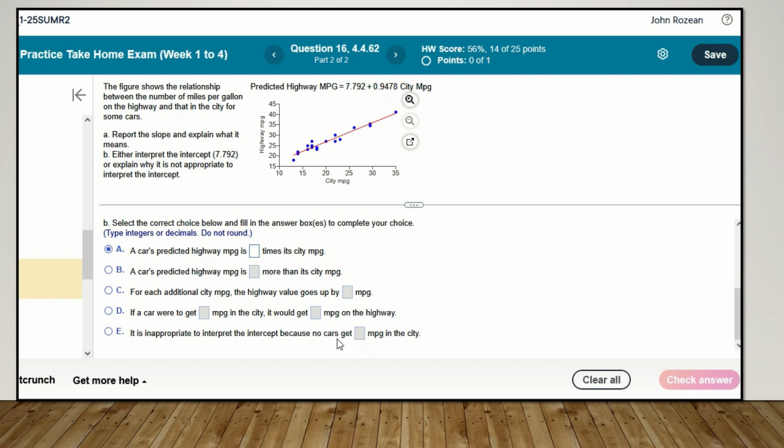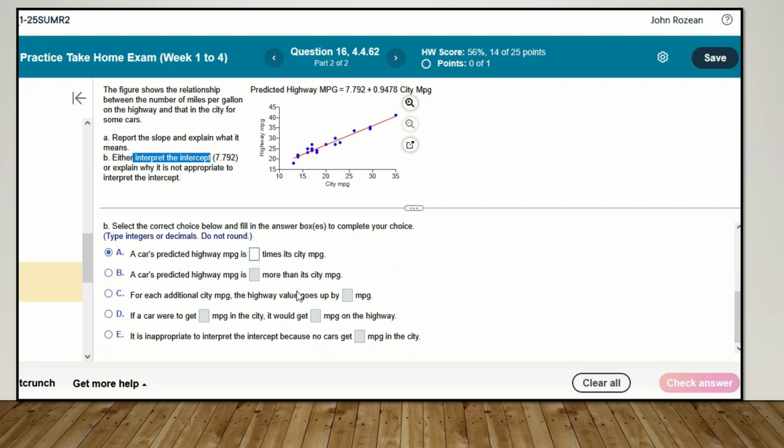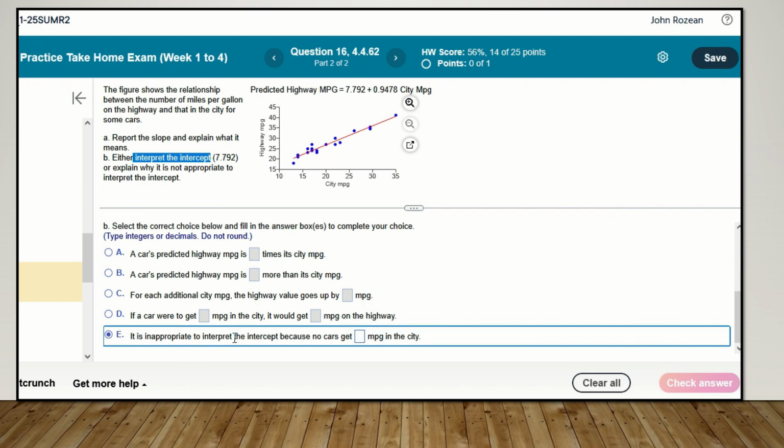I mean, it is. It doesn't ask. Oh, you gotta look up here. That's the key. We're talking about the intercept. This is very tempting to answer the same thing you had in A. But if you look up here, part B is supposed to be all about the intercept. So we're going into one of these, the intercept, because no cars get 0 in the city.